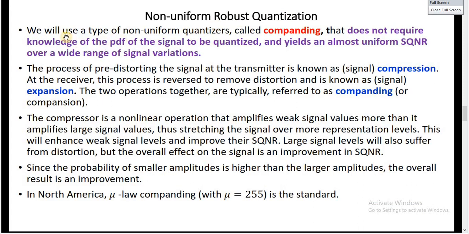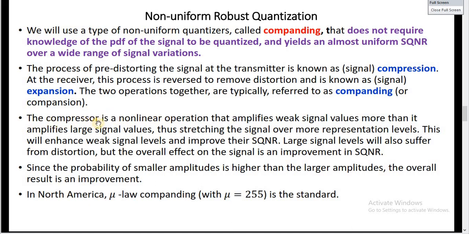Non-uniform quantization. We will use a type of non-uniform quantizer called companding that does not require knowledge of the probability density function of the signal to be quantized and yields an almost uniform signal to quantization noise ratio over a wide range of signal variations. The process of pre-distorting the signal at the transmitter is known as signal compression. At the receiver, this process is reversed to remove distortion and is known as expansion. The two operations together are typically referred to as companding or compansion.